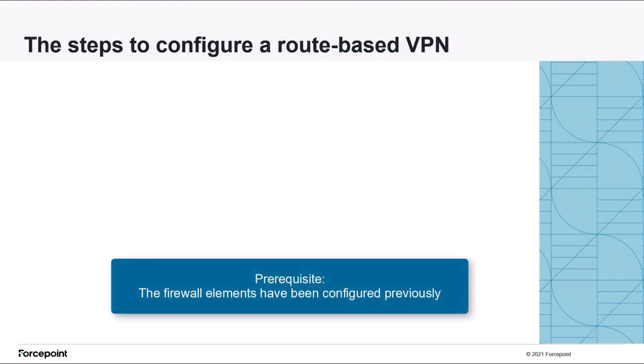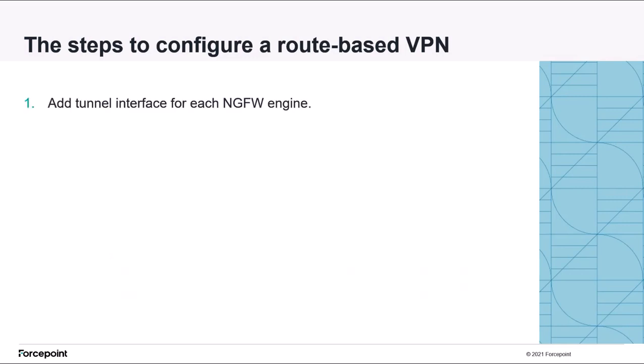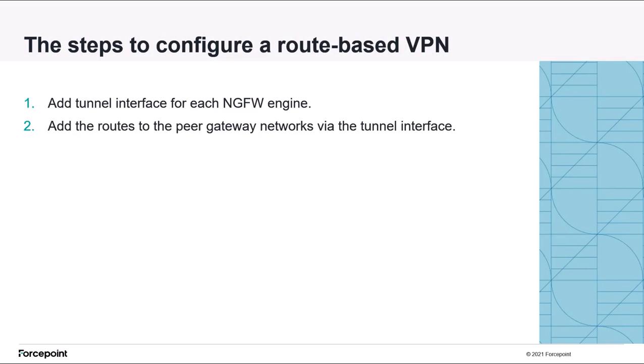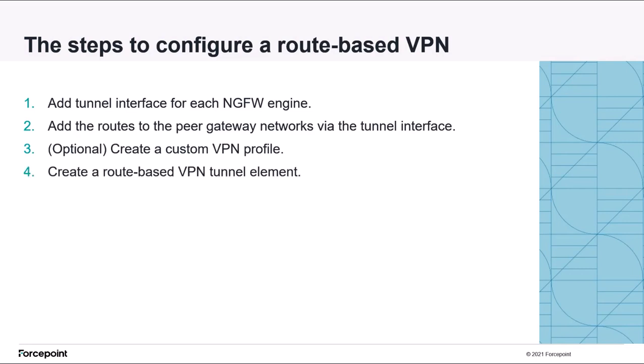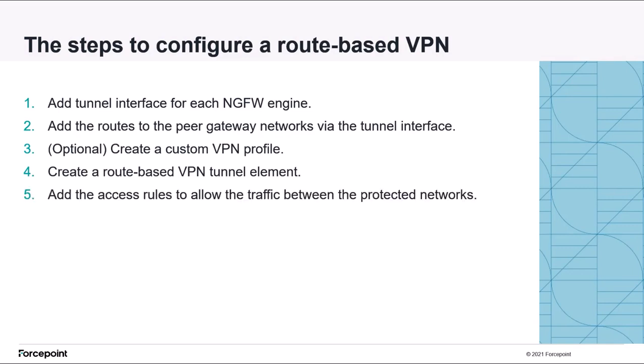These are the main steps to create a route-based VPN between two Next Generation Firewall engines. First, you need to add a tunnel interface for each Next Generation Firewall engine. Then you add the routes to the peer gateway protected networks via the tunnel interface. Optionally, you can create a custom VPN profile if the predefined profiles will not meet your needs. Next, you need to create a route-based VPN tunnel element. Then, access rules must be added to allow the traffic between the protected networks. After all the configurations are complete, you will need to install the policy and verify the tunnel is working.